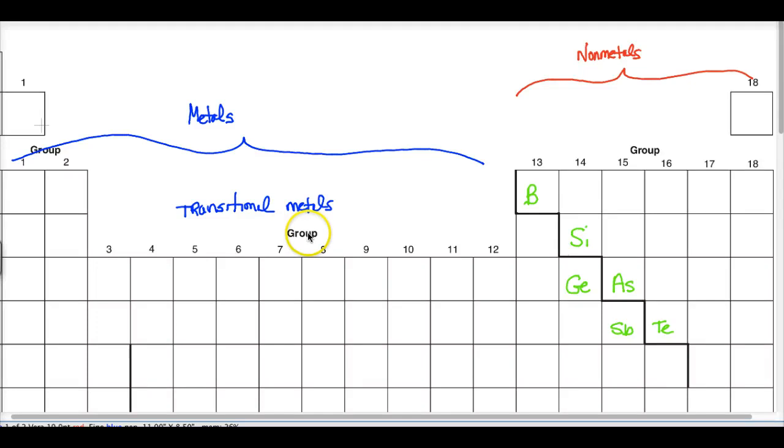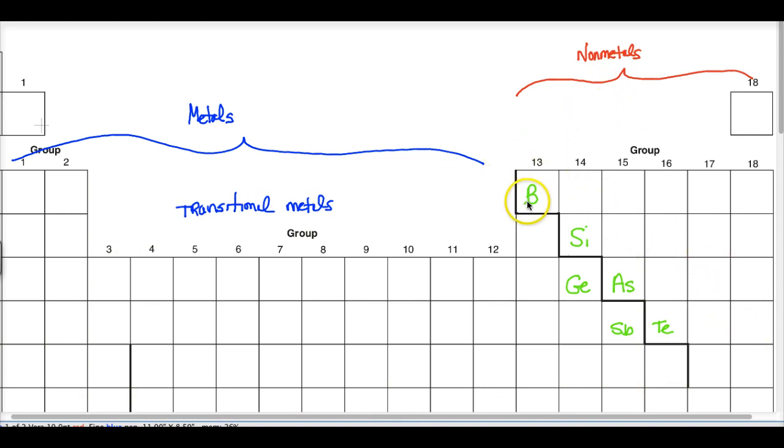So continuing on our trek of the periodic table, we have a blank periodic table that we filled out, and we should have the following written. We have our metals, which represent about 2/3 of the periodic table. It's everything to the left of the staircase. And then we have the nonmetals above and to the right of the staircase.